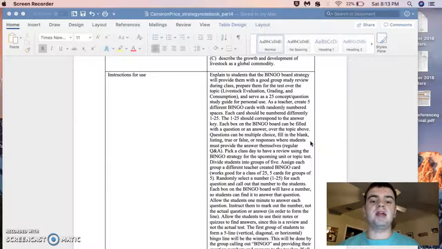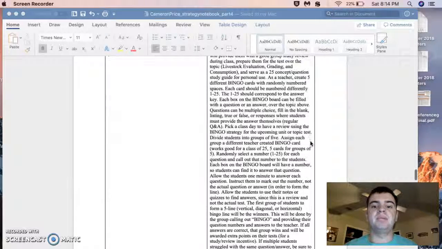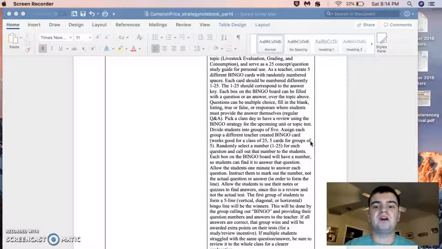Instructions for use, it'll make more sense once I show my made example. But pretty much you tell the students that they're going to use a bingo board to review during class for an exam prep or review, and then they can use it as a good study guide. You tell them that they're going to prepare for the test over the topic during class, and the topic would be livestock evaluation, grading, and consumption to cover the TEKS, and that the bingo board is going to serve as a 25 concept or question study guide for their own use.